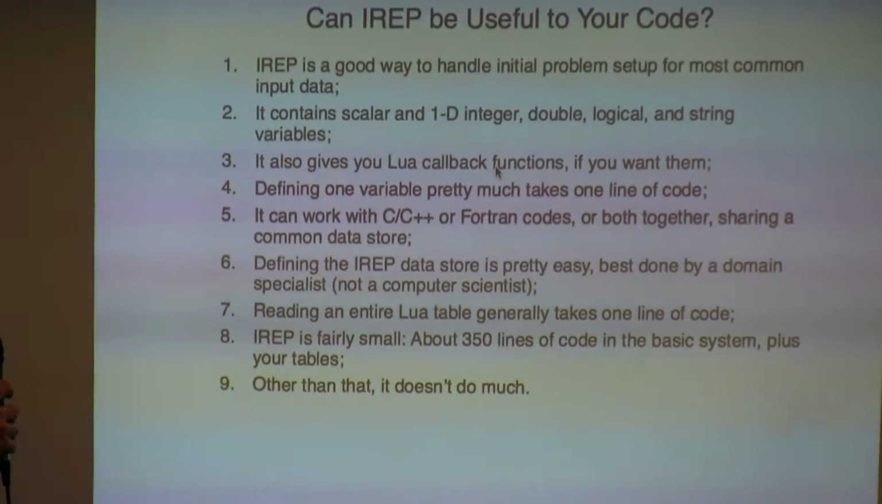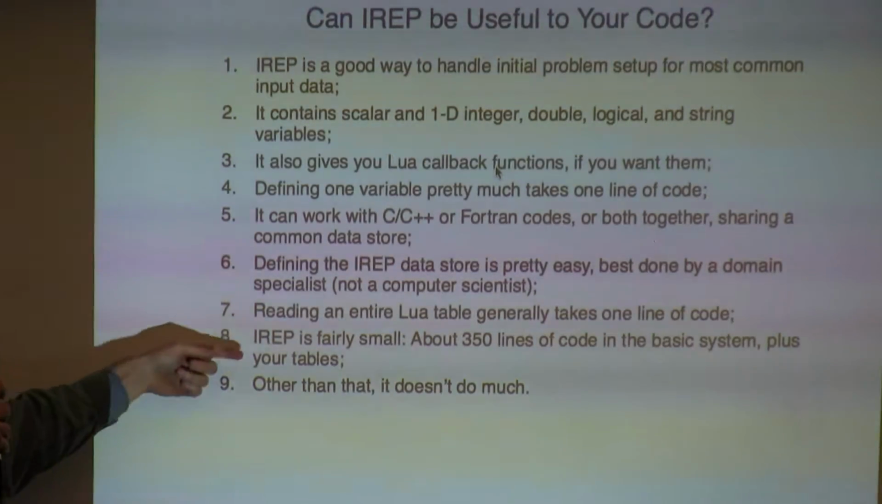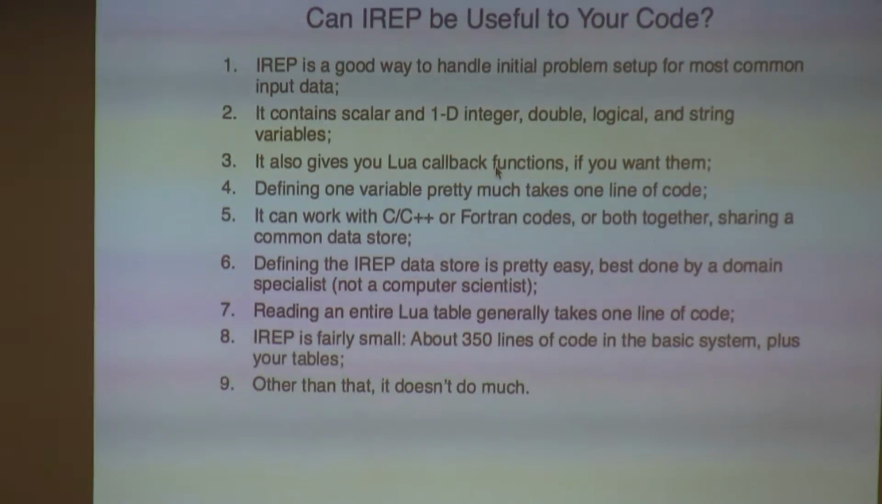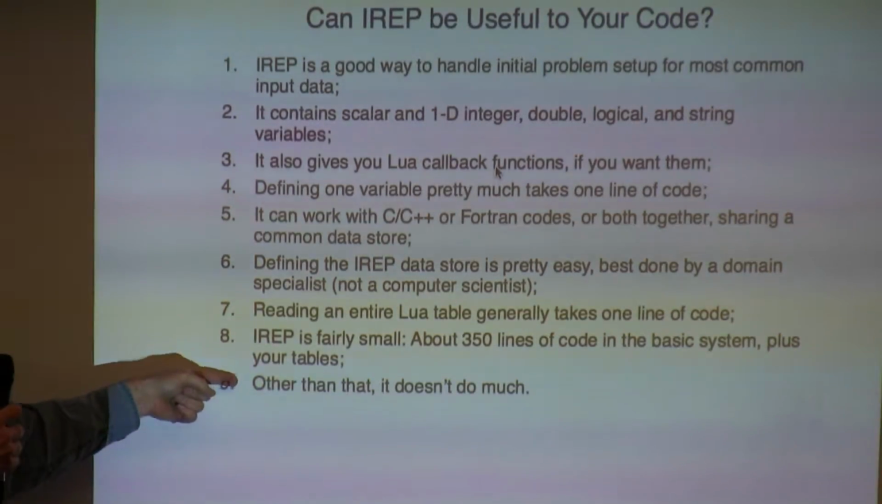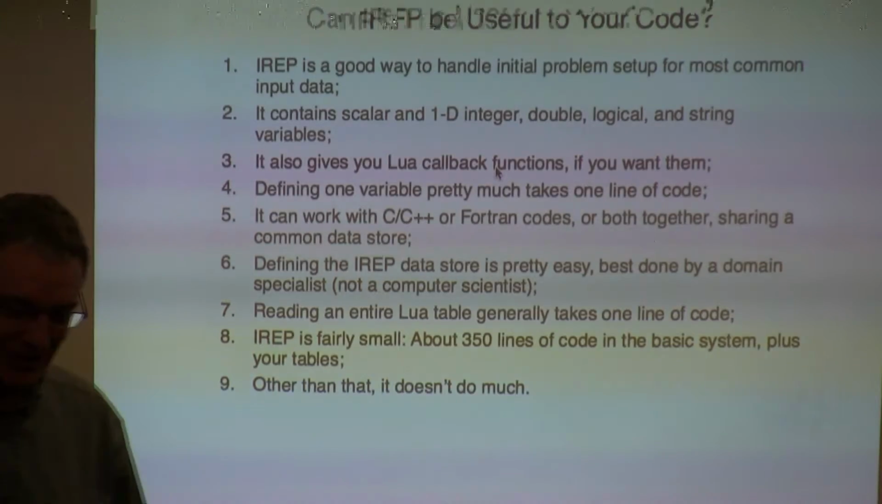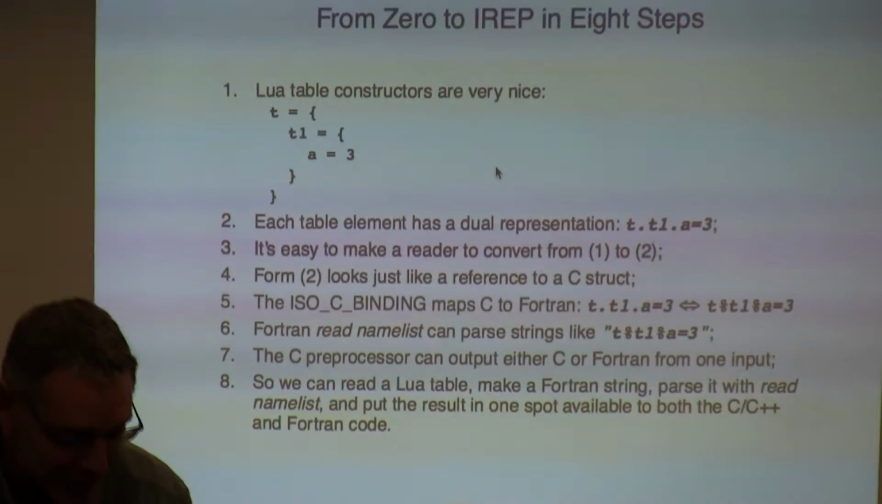After that, reading an entire little table takes a line of code, and IREP itself, as I said, is almost embarrassingly small. The main 95% of the work in IREP is done by one 75-line C function. And it's quite general, it's instructive as an example of how to use the Lua C API. It was very instructive for me to write that function. And perhaps I'll talk a little more about that in a moment. Other than that, don't expect much from IREP.